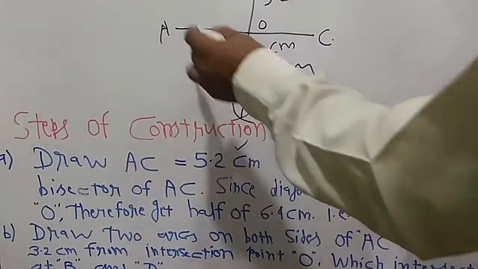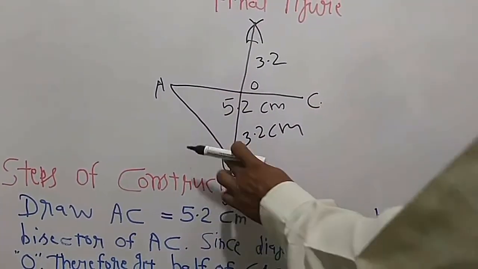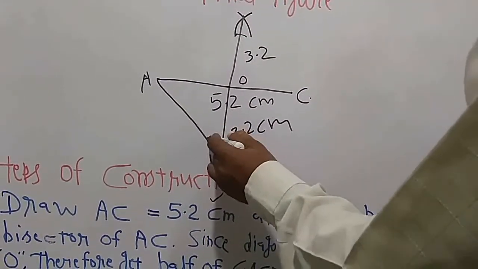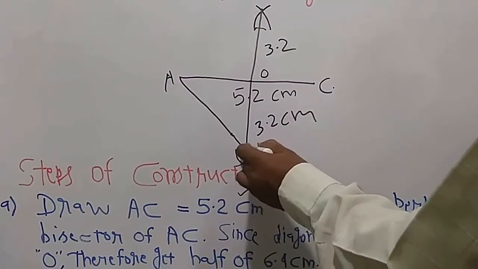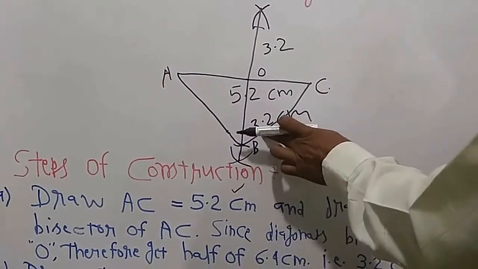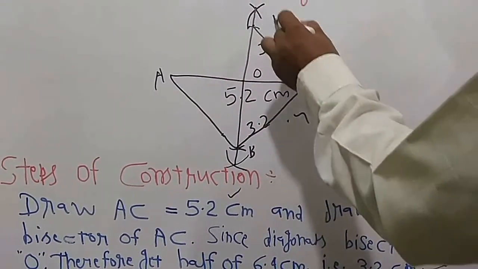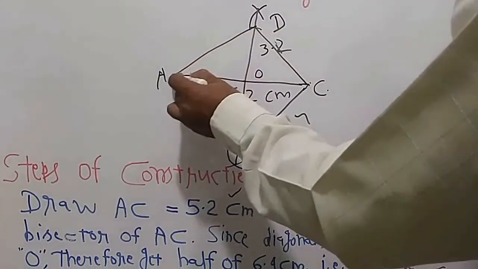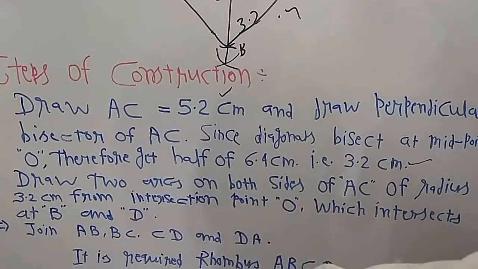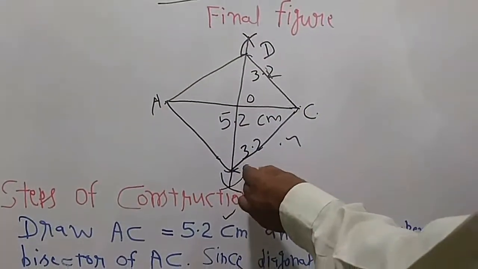Now we join A with this point. This is called B, and then B with C, then C with D. It is our D point, and D with A. We join AB, BC, CD and DA. This is our C point, and it is the required rhombus ABCD. This is ABCD, the required rhombus.